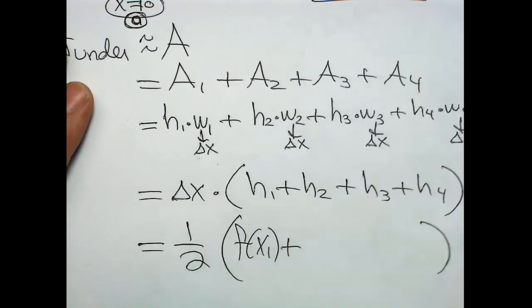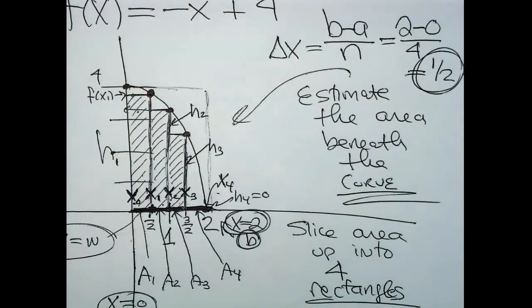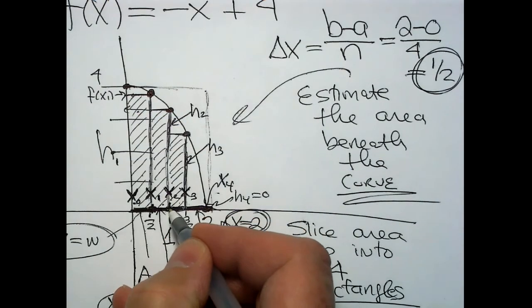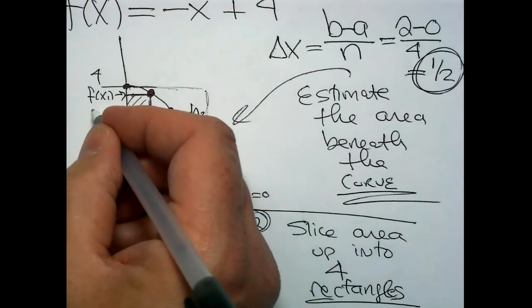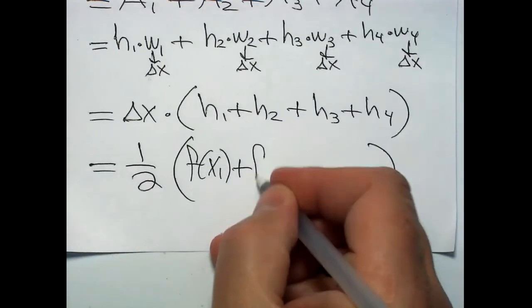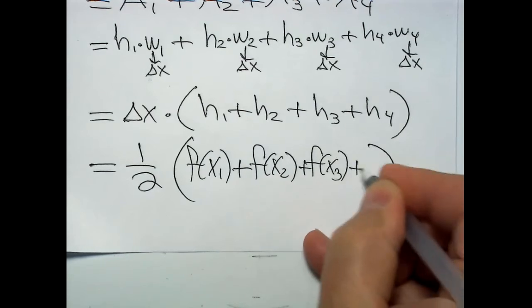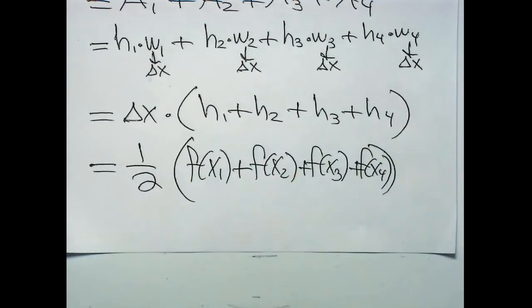How are we going to get h2, the height 2? Well, here's height 2 right here, guys. Line it up. How did we get it? Well, we went here to x2 and reached up and got ourselves a y value. That's the f of x2. So I guess we need the f of x2 and the f of x3 and finally the f of x4.